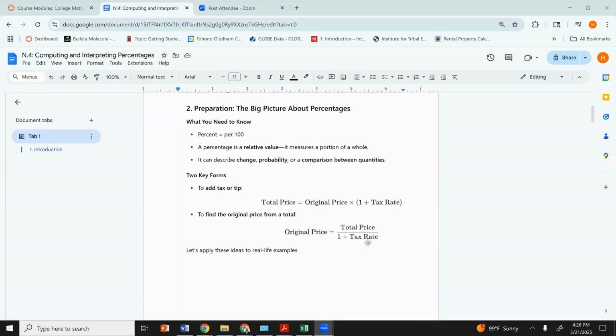So now, with this basic understanding, we can go ahead and apply this to some examples and consolidate our understanding of using percentages.